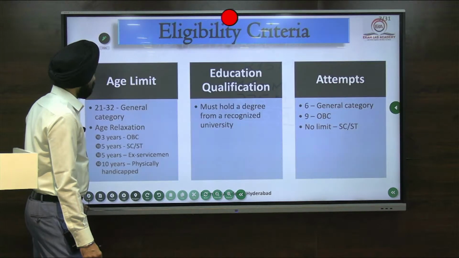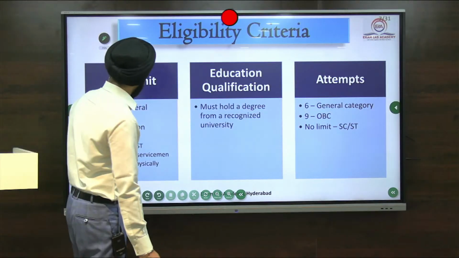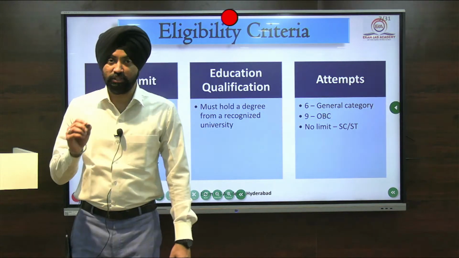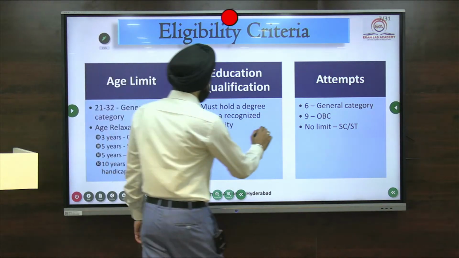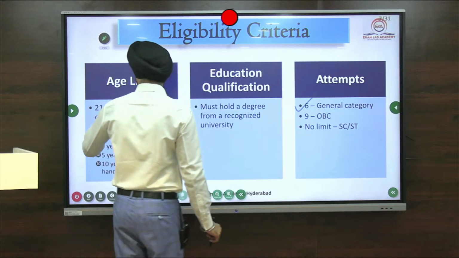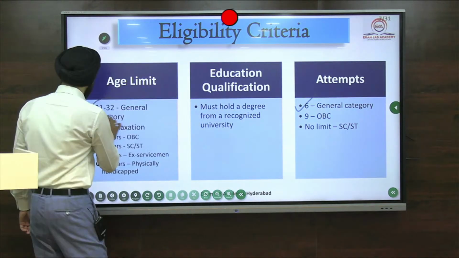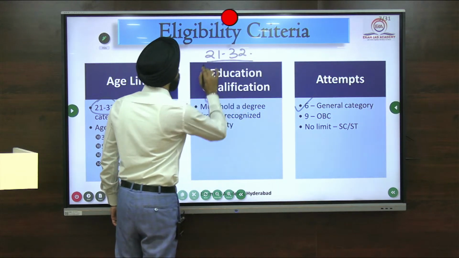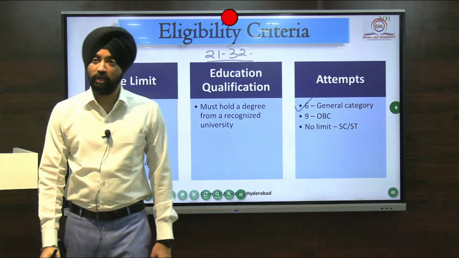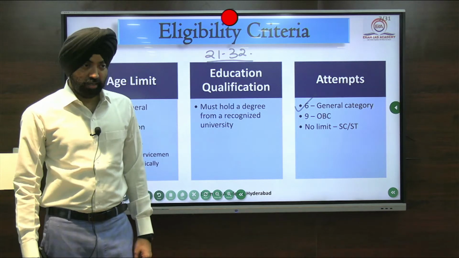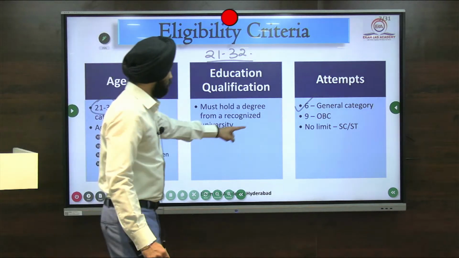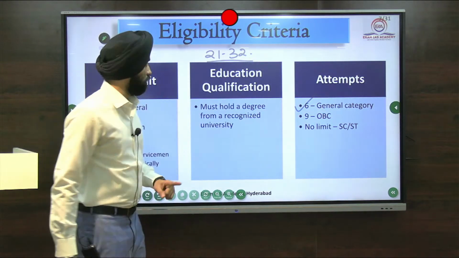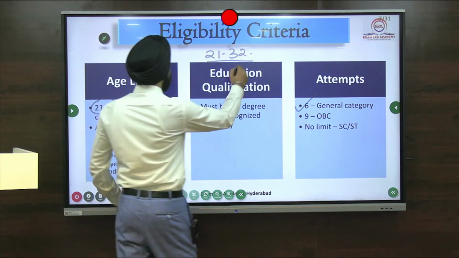Now, the eligibility criteria and the number of attempts. As we all know, general category students get 6 attempts to pass this examination, and the age criteria allowed for them is 21 to 32 years. A general category student can write this examination between 21 and 32 years. Number of attempts given is 6. For an OBC candidate, the age criteria adds up by 3.